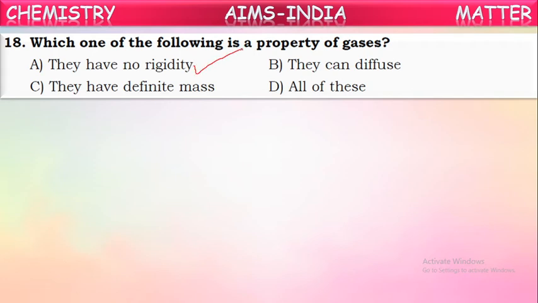Second statement, they can diffuse. Yes, gases can diffuse very easily. They can intermix with one another. That is called diffusion. So gases can diffuse easily. Next one, they have definite mass. Yes, this is fixed for gases also. The mass of any matter is fixed, whether it is a solid, gas or liquid. So gases also have definite mass. This is also correct regarding gases. So three are correct. Now what will be the correct answer? All of these.